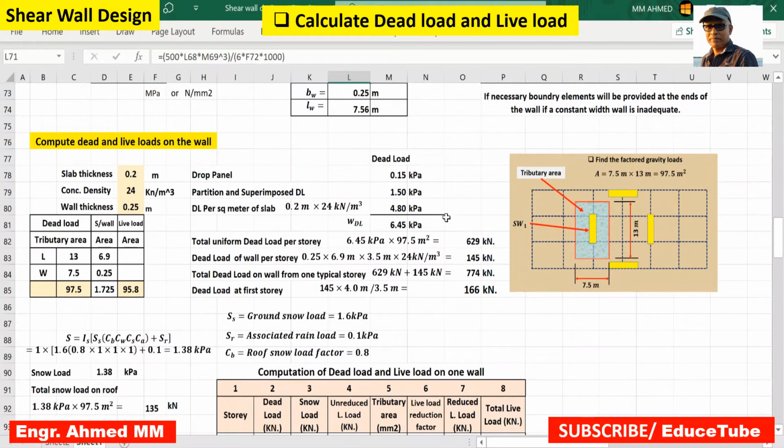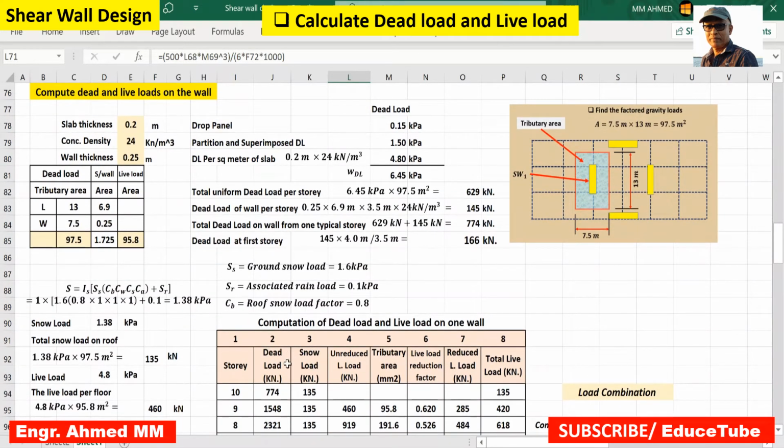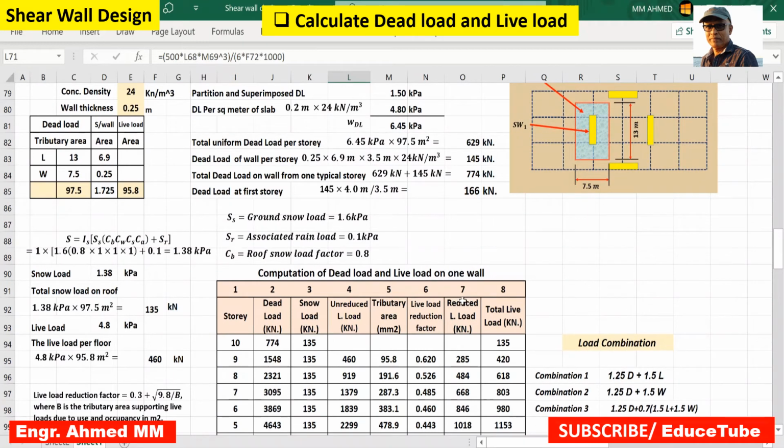Now we got the loads. Now we need to calculate how much is the dead load, snow load, unreduced live load, tributary area, live load reduction factor, and reduced live load. Then reduced live load plus snow load, we will get the total live load because snow load also a live load. Now how to find the snow load? We have to use this formula equations.